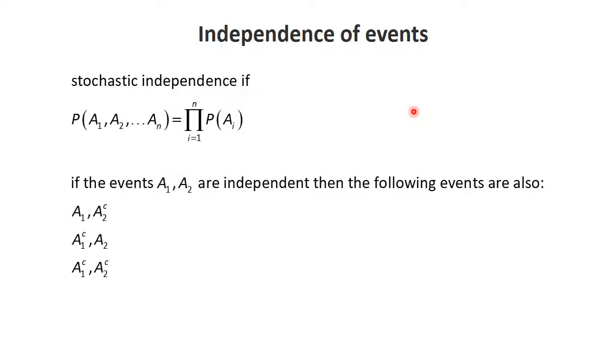Independence of events. Stochastic independence simply means that you can write the joint distribution as a product of the marginal distributions. So if two events are independent, then any combinations of the complements are also independent.